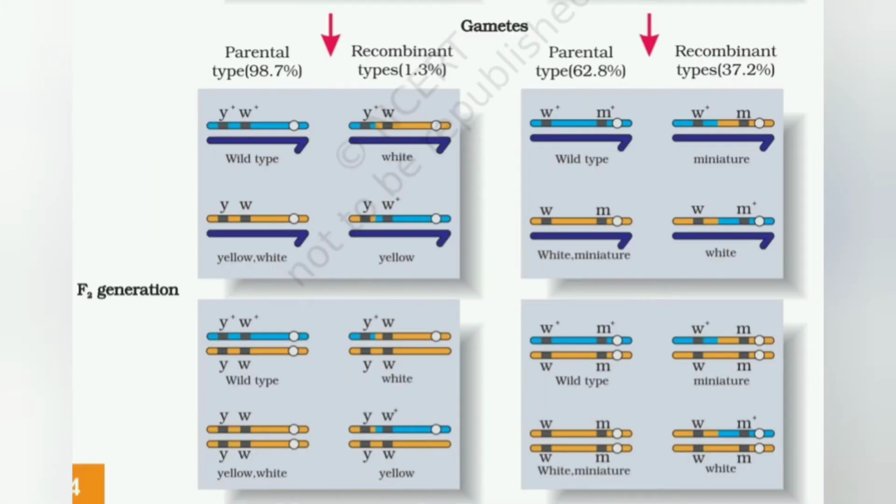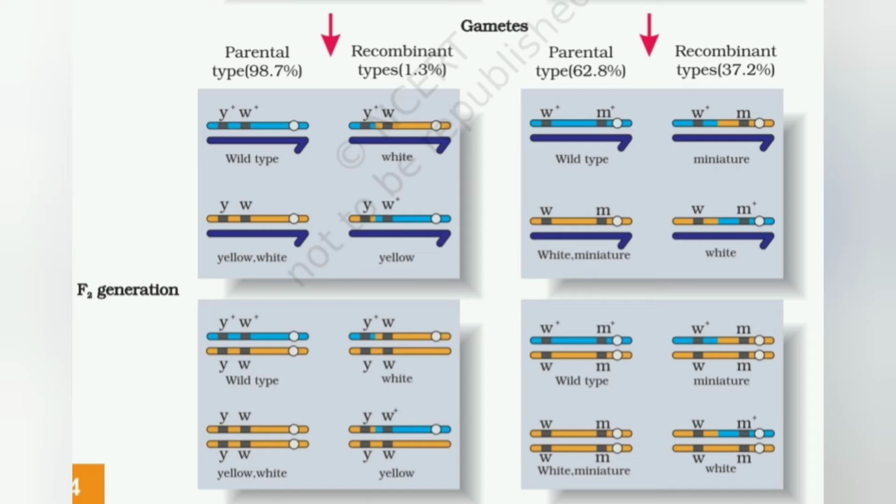But the percentage differed in both the crosses. In the first cross, parental type was 98.7%, while in the second cross, it was 62.8%. In the first cross, the recombination types were 1.3%, while in the second cross, it was 37.2% in the gametes.